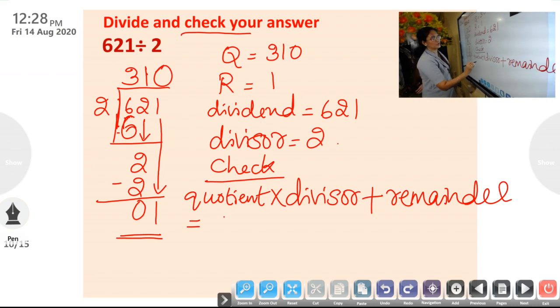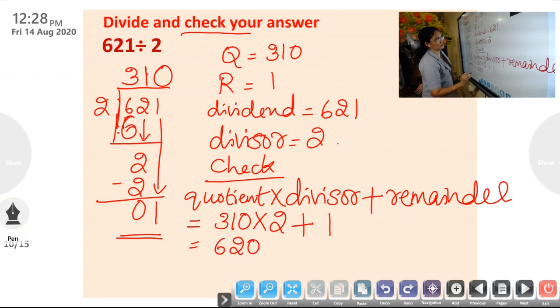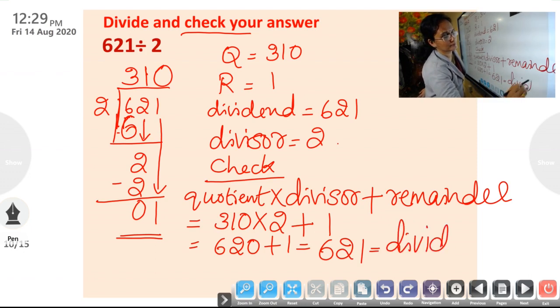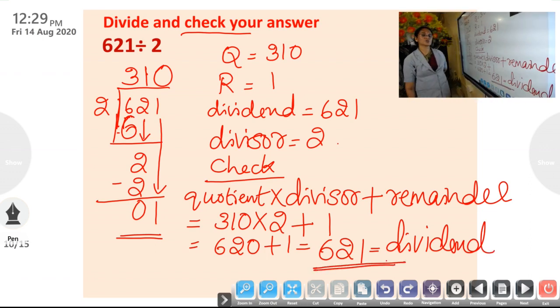What is the quotient we got? We got 310 into. What was the divisor? Divisor was 2 plus remainder 1. Okay, 310 into 2 will give you 620 plus 1. And what is that? 621. And is that equal to our dividend? Yes. So that is equal to dividend. Okay. So this is how you check division. Quotient into divisor plus remainder.